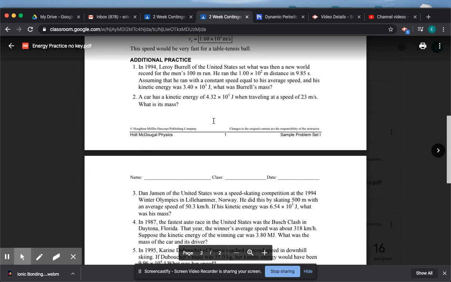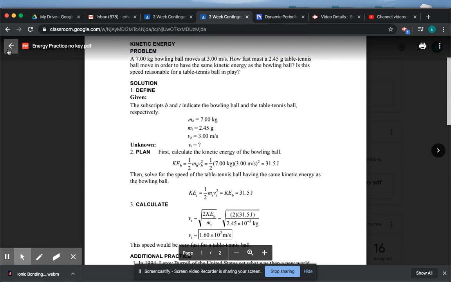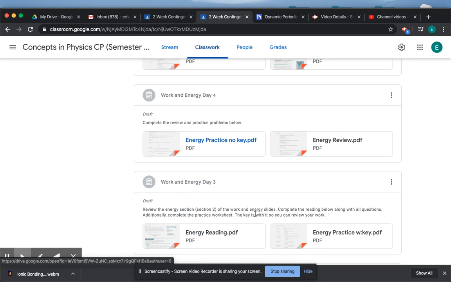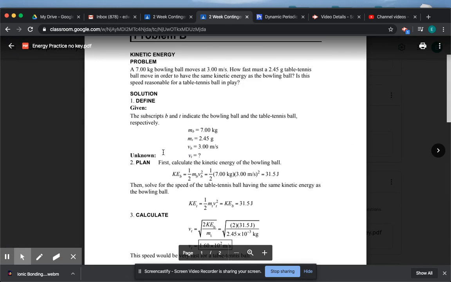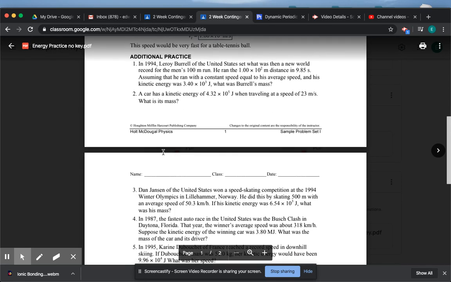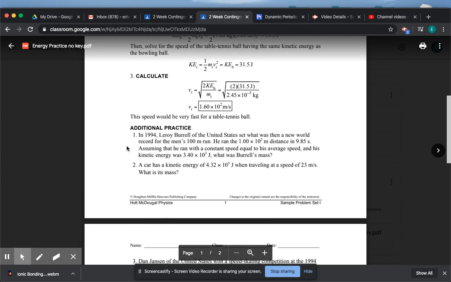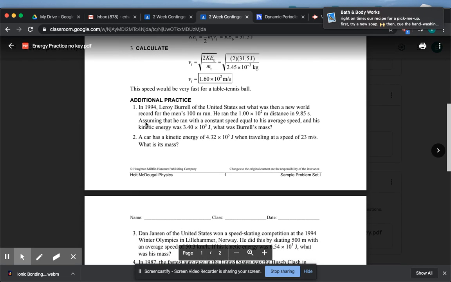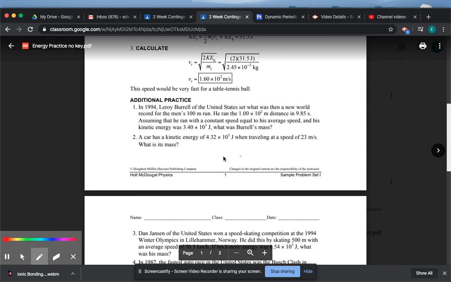And now I want to go through the practice. I'm going to go through 2 problems of the energy practice, the one without the key. Okay, I'm going to go through the one that does not have the key. So let's do 1, 2, and 3. So what are we looking for in number 1? What is the final destination? Final destination, we were looking for mass.